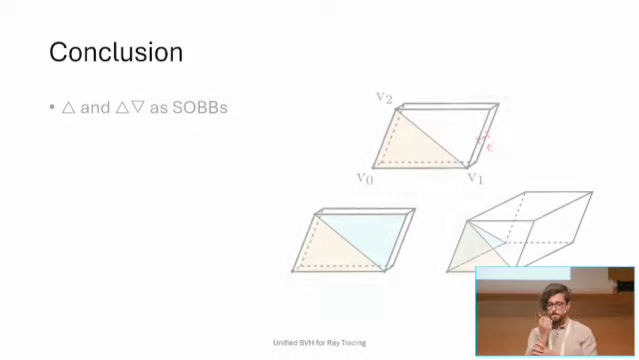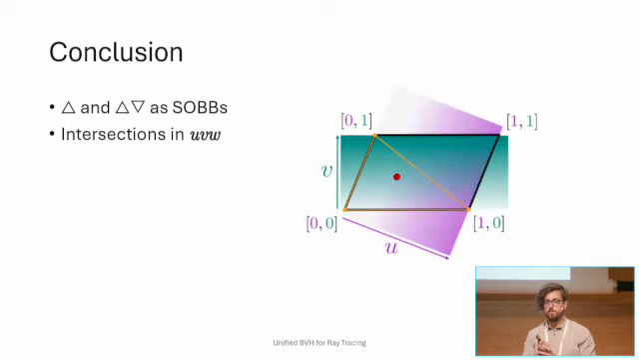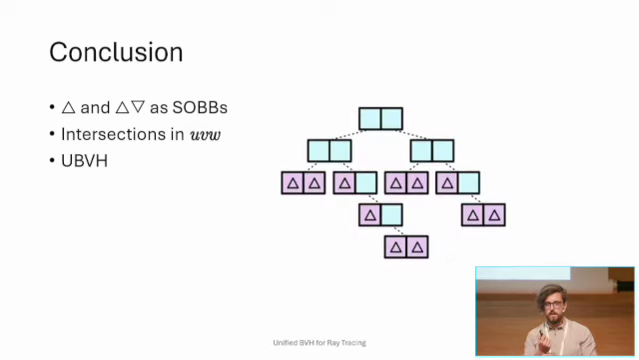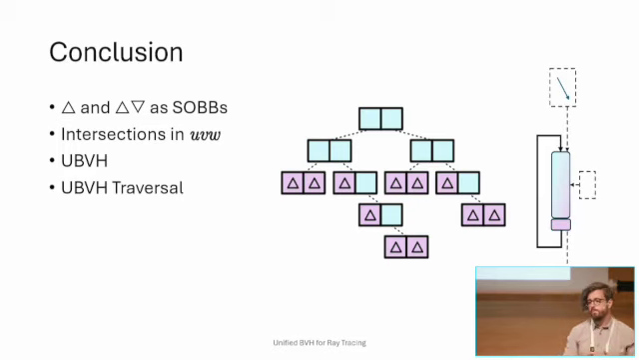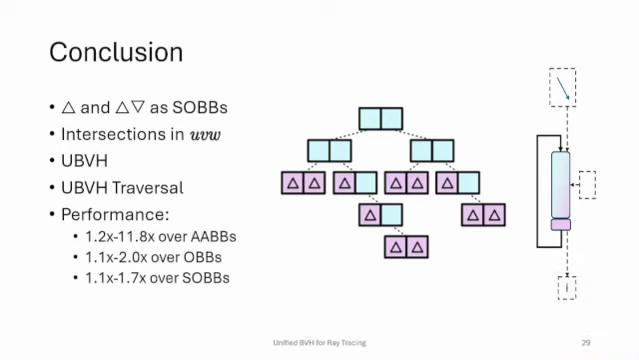So, in conclusion, today I showed you how to represent triangles and triangle pairs as SOBBs. I also showed you how to compute an intersection with these SOBBs to get an intersection with a triangle in this relative uVW space. I showed you how to fuse them in a hierarchy and how this translates to a new, fused traversal loop of this hierarchy. And in the end, I showed you that in our results, it actually also translates to a faster traversal, which we are happy about.